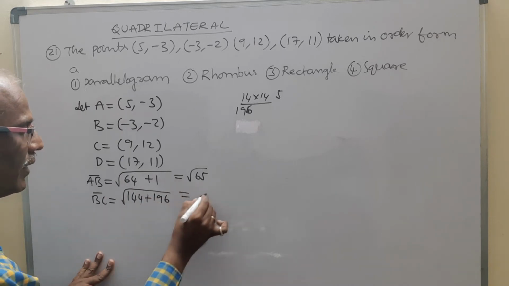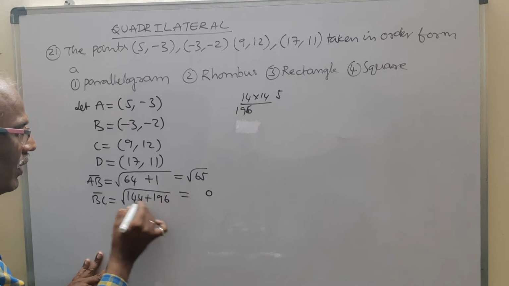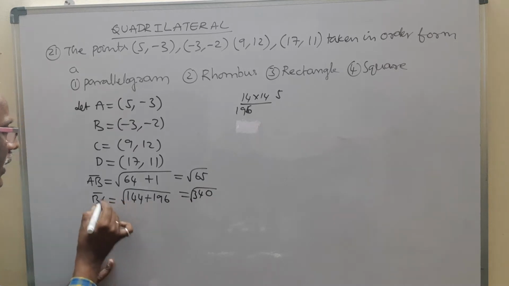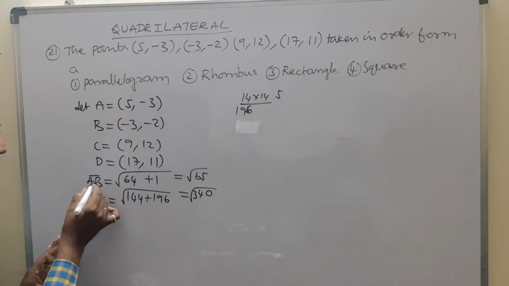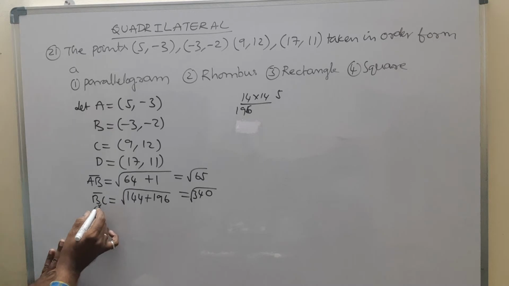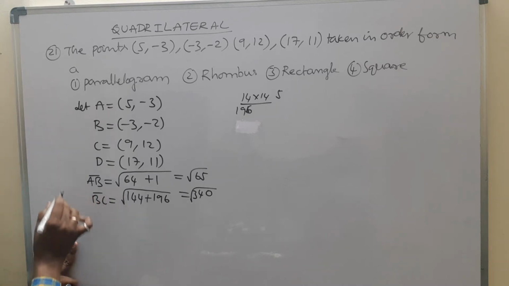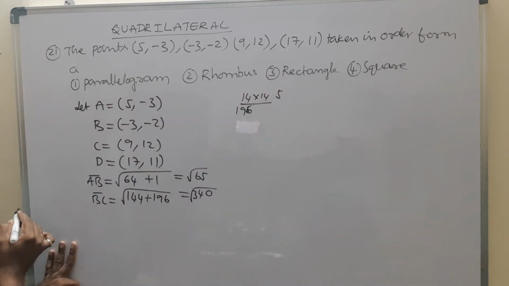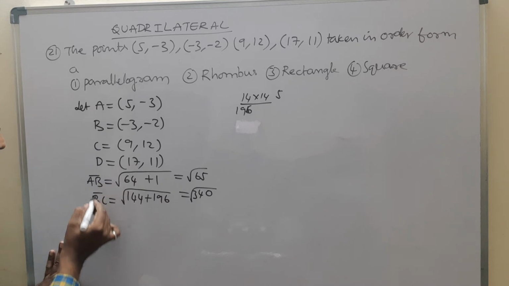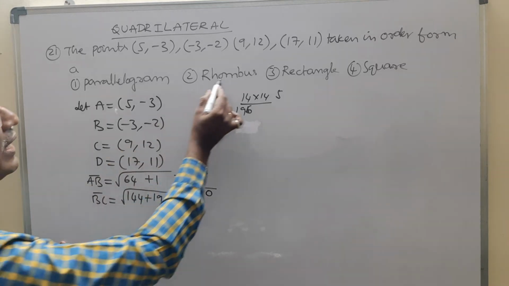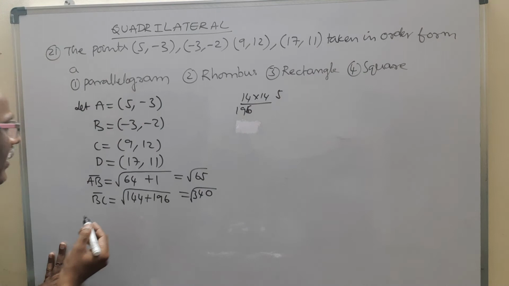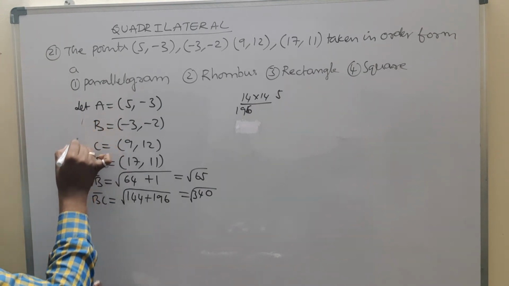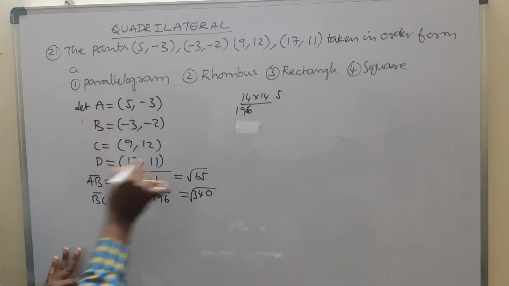Here 144 plus 196 equals 340. Square root of 340. AB length, BC length. If the AB length and BC length are different, this diagram represents a parallelogram or rectangle. Suppose the AB and BC side lengths are equal, it represents a rhombus or square. Next, to check the diagonals, alternate vertices, find the AC length and BD length.